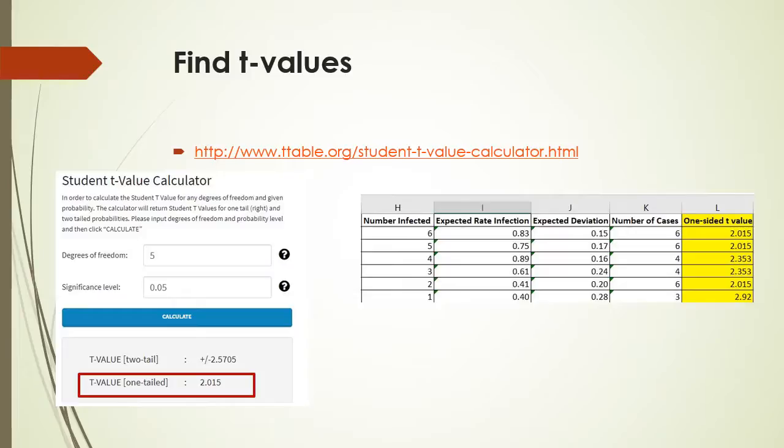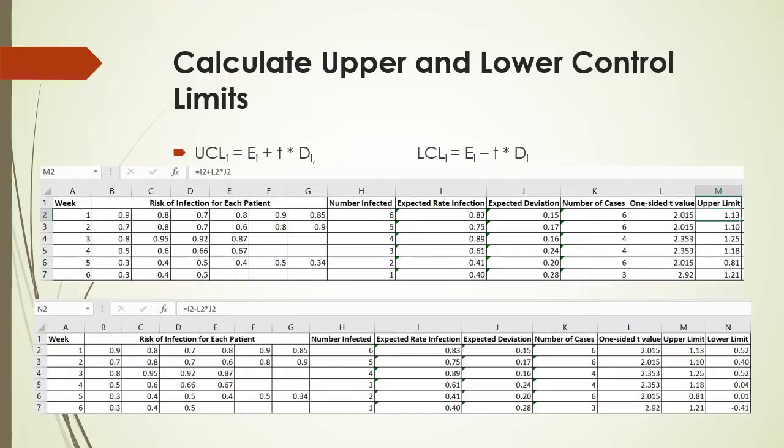Our significance level is set to 0.05. For the first week, our degrees of freedom is 5, and the significance level is 0.05, which gives us the t-value of 2.015. Next, we calculate the upper and lower control limits.